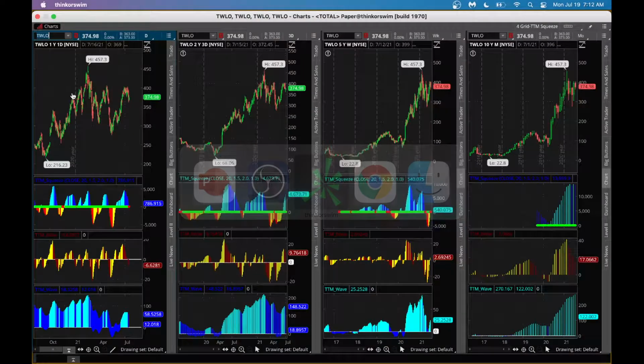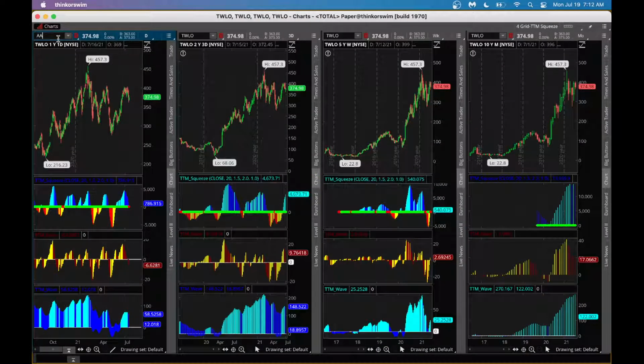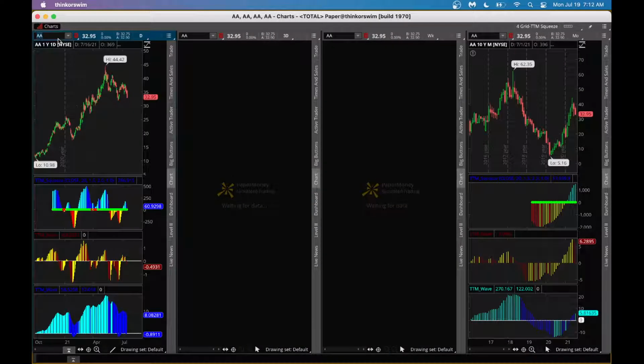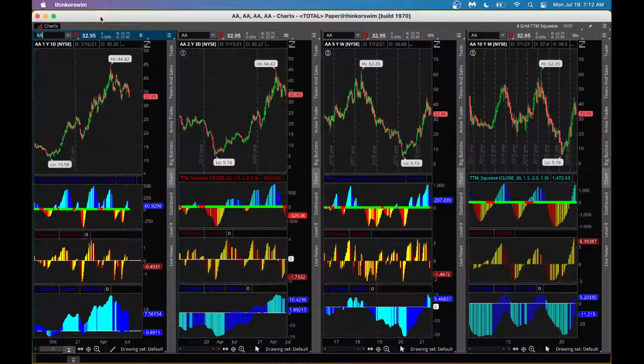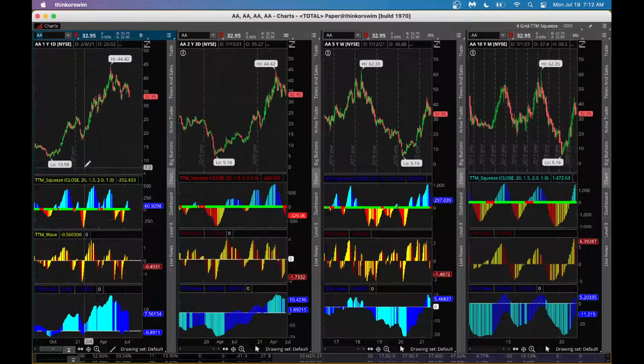Let me go back to Thinkorswim and pull up Alcoa. As we look at Alcoa here, there is a squeeze on the weekly chart, as we saw earlier. I've got the daily chart here, the 1 day, 1 year chart, as you can see. Then I have a 2 year, 3 day chart, a 5 year weekly chart, and a monthly chart for 10 years.